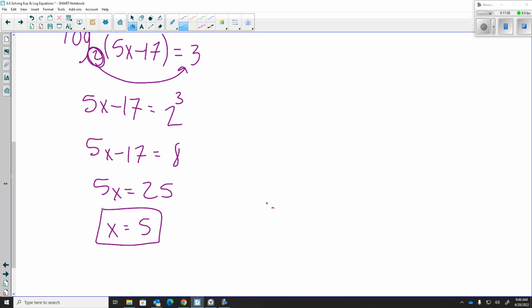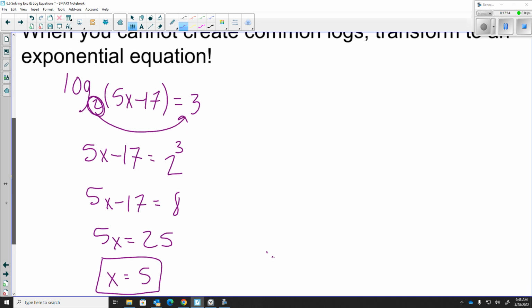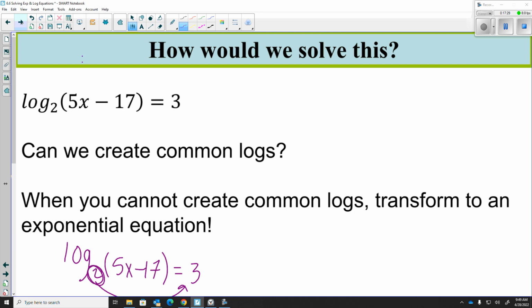Does that make a little bit of sense? So again, pro tip: you are always going to switch from one form to the other. If it's an exponential, it'll get turned into a log, and if it's a log, you get turned into an exponential. When you get stuck, just switch it, and it'll probably work. So try some.